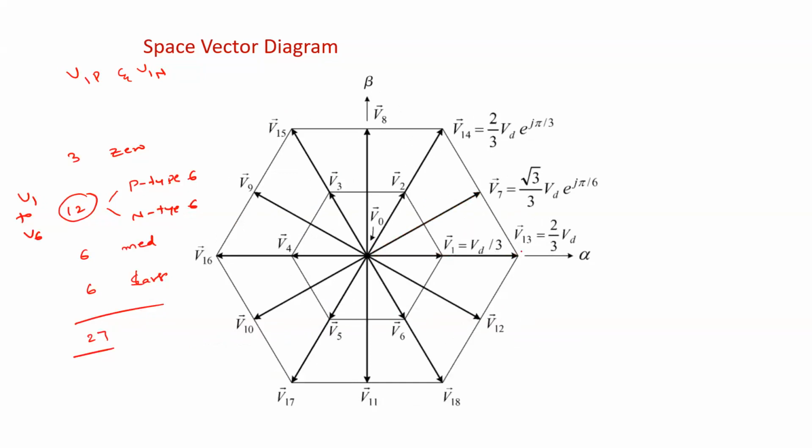That means V1 and V13 are aligned, V2 and V14 are aligned, V3 and V15 are aligned, V4 and V16, like this, they are aligned. But the medium vectors make an angle of 30 degrees with the small vectors. The small vectors and the large vectors are both in phase. Understood? This is the space vector diagram of this 3-level inverter.